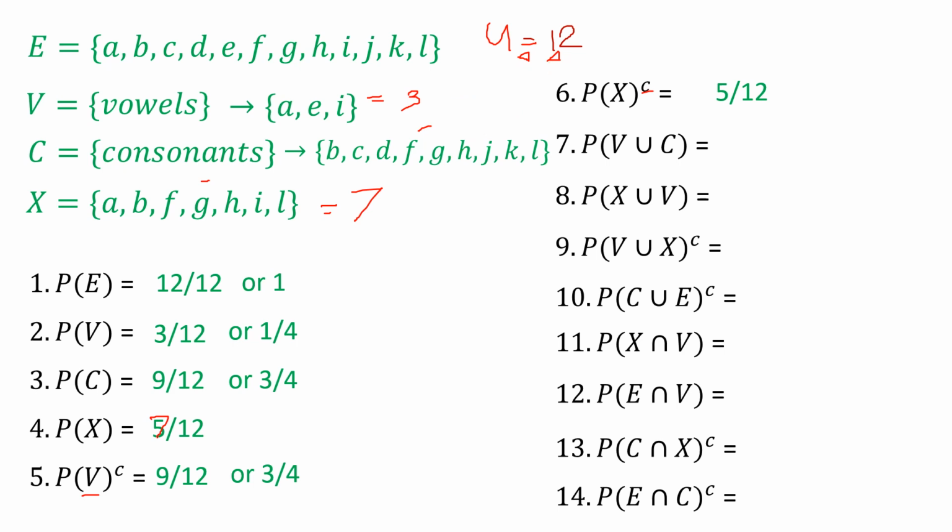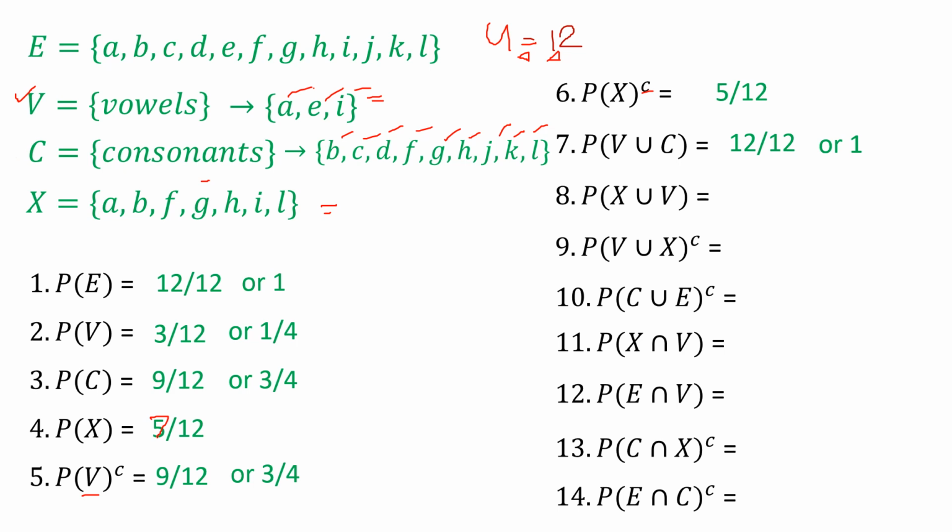So, the union of V and C. Counting the elements: 1, 2, 3, 4, 5, 6, 7, 8, 9, 10, 11, 12. So, the answer is 12 over 12, or 1.